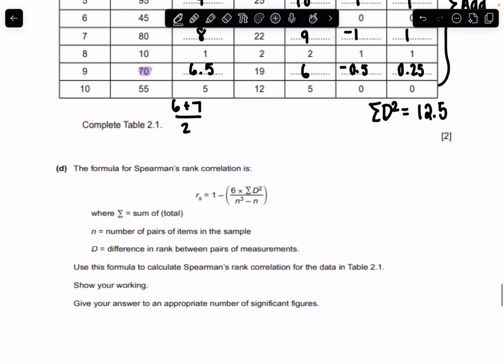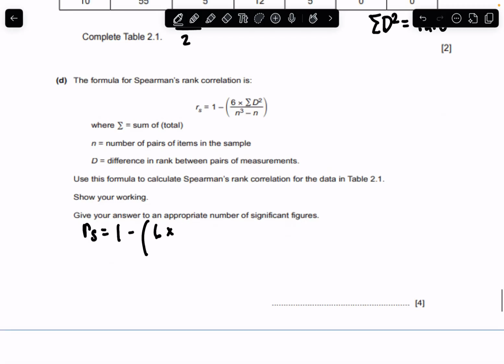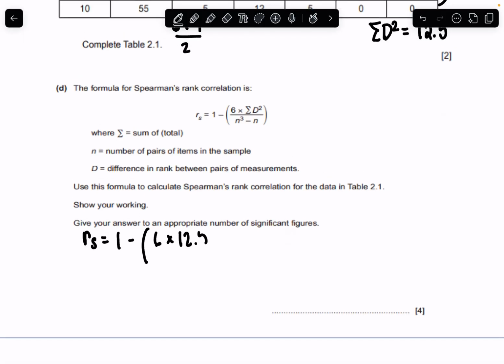And then we look at the next part of our problem. It says the formula for Spearman's rank correlation is always given, so we don't need to memorize it. We already went over everything and what the variables mean. So let's go ahead and plug this in by showing our work. So we know RS equals 1 minus 6 times the sum that we found, which is 12.5, divided by n, which is 10 cubed minus 10.